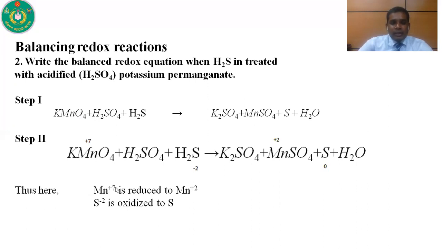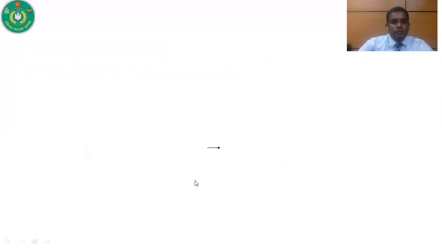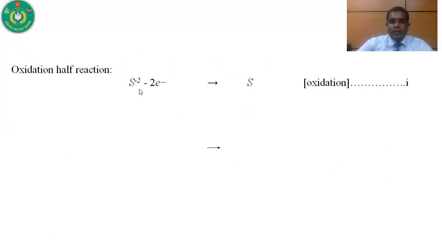Here Mn7+ is reduced to Mn2+ because it accepts 5 electrons, and S2- converts into sulfur, whose oxidation number is 0. So it donates electrons. As it donates electrons, it is oxidized, and oxidation occurs in this case. So now the oxidation half reaction: S2- donates 2 electrons and forms sulfur. As it donates 2 electrons, it is an oxidation reaction.